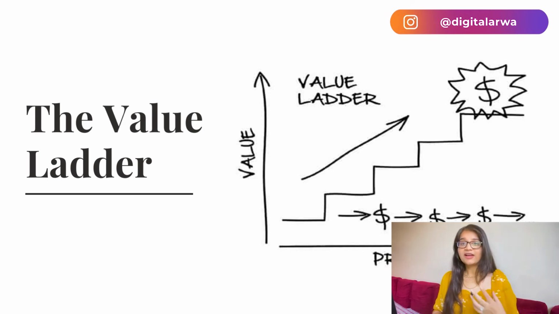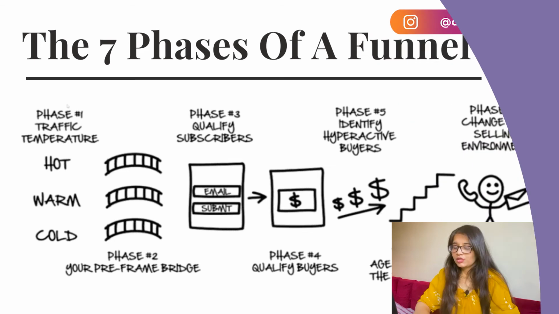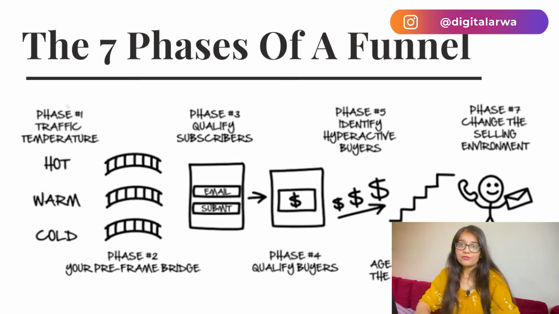So coming on to the value ladder. Now what do you mean by a value ladder? So coming on to the seven stages of a funnel. This is a very good concept from the book to explain, and you have to understand these phases of a funnel: where your customer is exactly, and how you can start optimizing your funnel if people are dropping out of your sales funnel and not buying. So these are the very important seven phases that I'm going to explain right now.